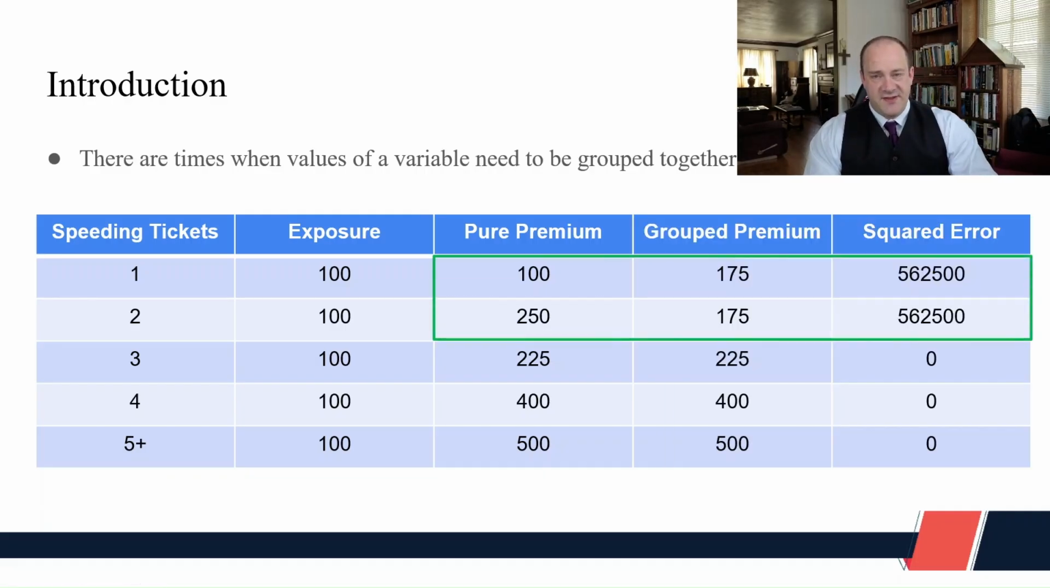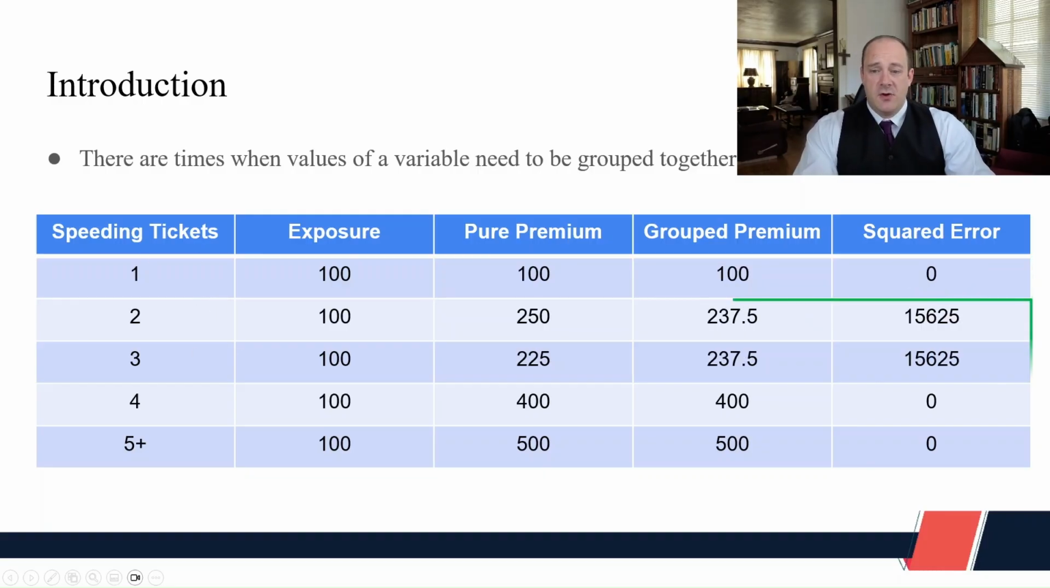Well, one thing you might do is say, okay, what if we just took the first two groups, people with 1 and 2 tickets, and grouped them together? There's an even amount of weight in both groups here. And so the average loss for them is just going to be the average of these two numbers, which is 175. When you do that, and then compare the grouped value with the individual values, that creates a squared error of 562,500. That's what would happen if we grouped together people with 1 and 2 speeding tickets.